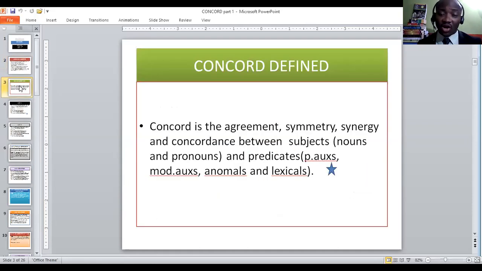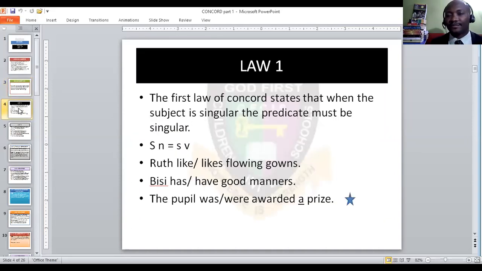Now, how do we define Concord? Concord is the agreement, symmetry, synergy, and concordance between subjects and predicates. When we mean subject, we're talking about nouns and pronouns. And when we mean predicates, we're talking about all the kinds of verbs: the primary auxiliary verbs, the modal auxiliary verbs, the anomalous verbs, and the lexical verbs. So you're going to see how Concord agrees with verbs and nouns in this respect.